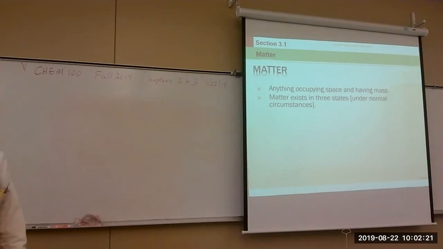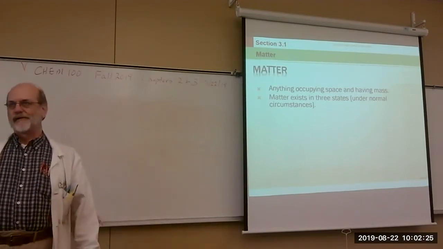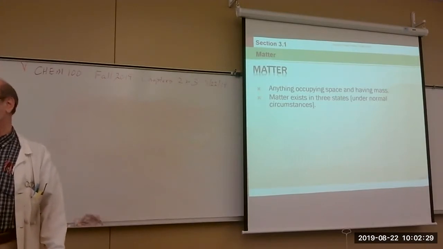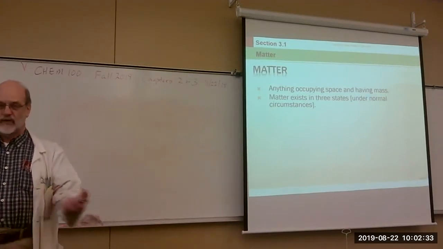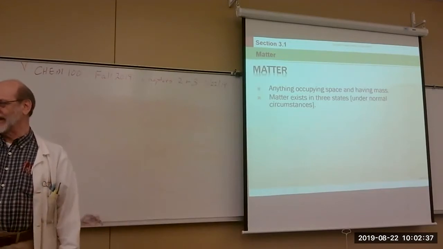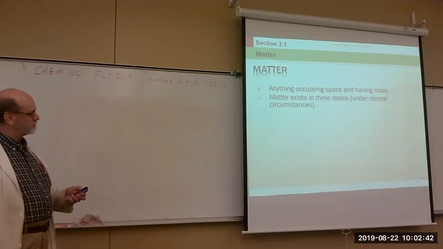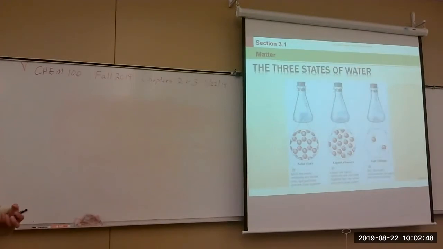Matter can exist in other states. In other words, for instance, in the atmosphere of the sun, matter is plasma. Plasma is ionized gas, right? But it takes extreme environmental conditions, and we're not interested in those. So we're going to stick with just three phases: solid, liquid, and gas. We just need to define what those are, right?